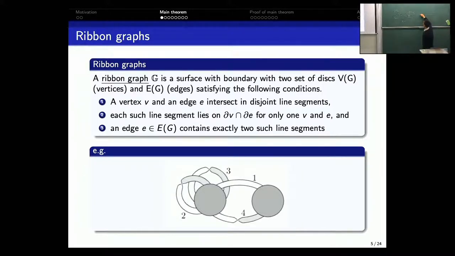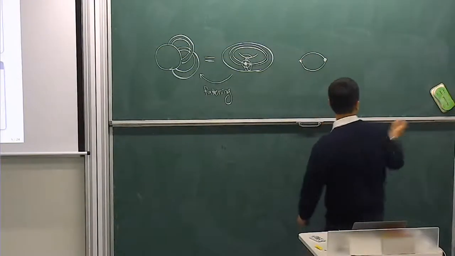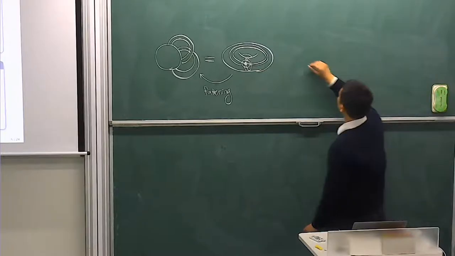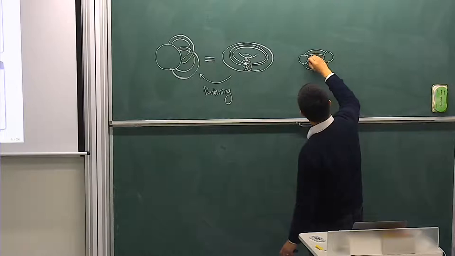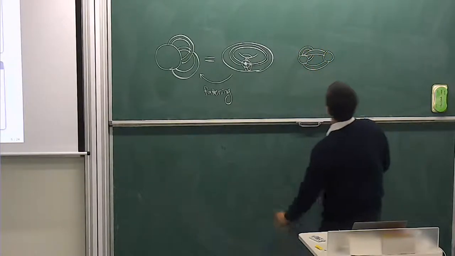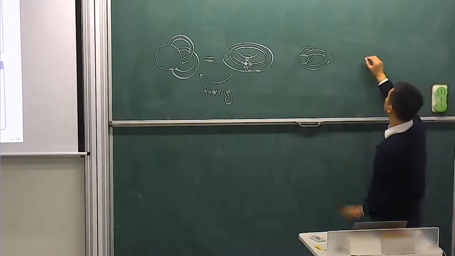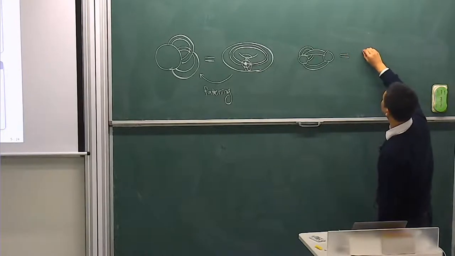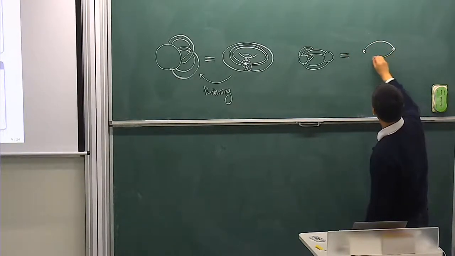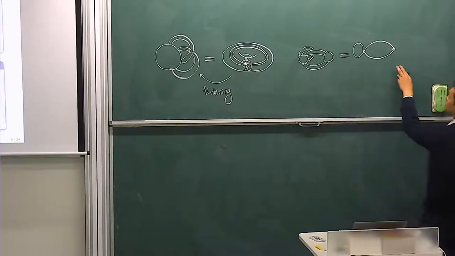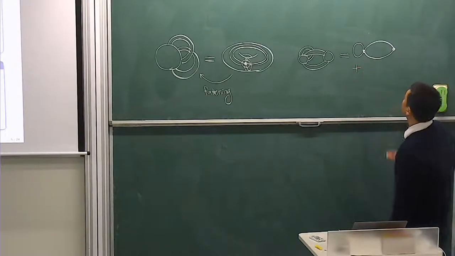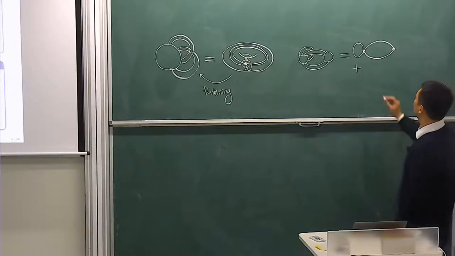For example, if you have a ribbon graph like this, this is basically just a graph. So this one is equal to a graph. But if you consider this ribbon graph as this graph, you lose some information. So you have to add some information. So we add two kinds of information.